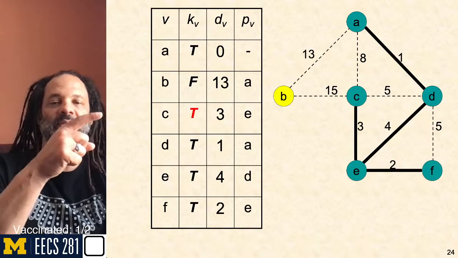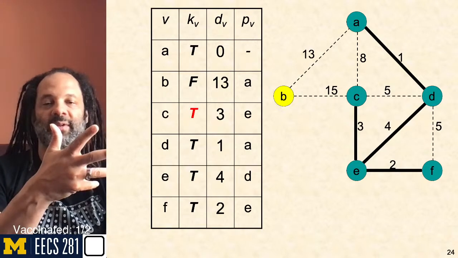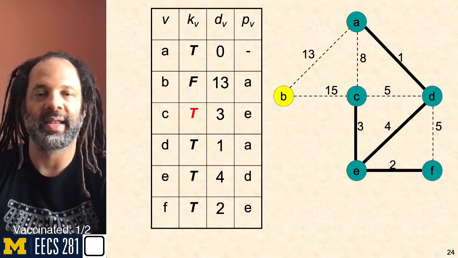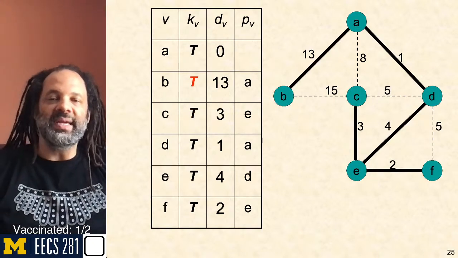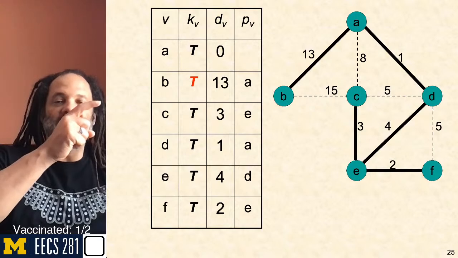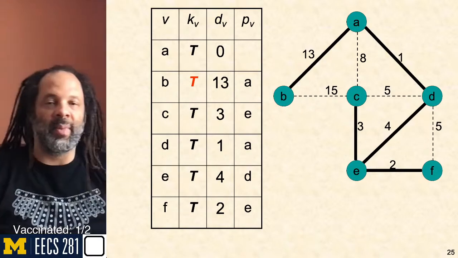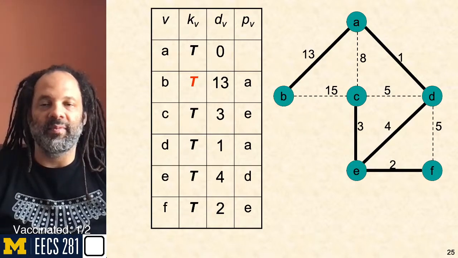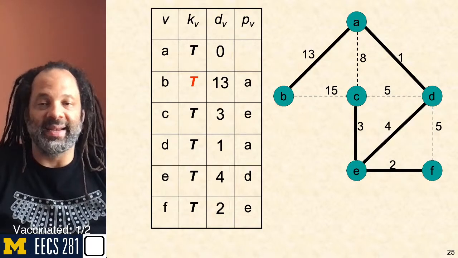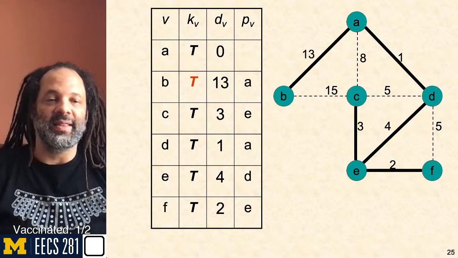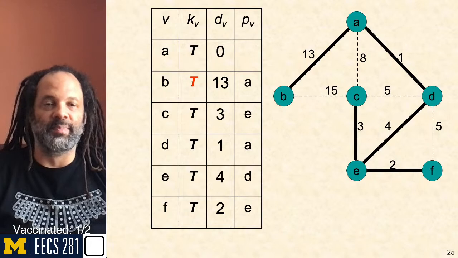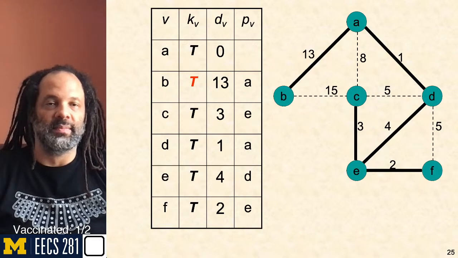The next up, I'm just going to select B because it's the only falsy at this point. I can mark it as true, which of course means that I bring in the B to A edge because B's previous was A when I marked it as true. So there's the MST that we picked by inspection, and the algorithm has calculated it as well. That's Prim's algorithm.